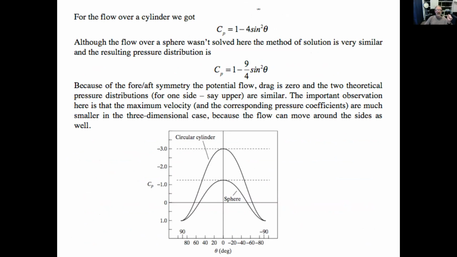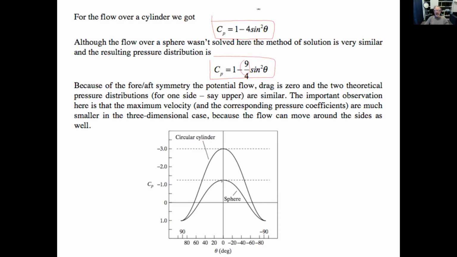Before I start complaining about the solution, we solved the velocity distribution over the cylinder. Here it is, and this is what we ended up with, the Cp, 1 minus 4 sine squared. But it turns out that you can actually get a solution for the same problem over a sphere using spherical coordinates. It's very similar, again sine squared. The only difference is the coefficient.